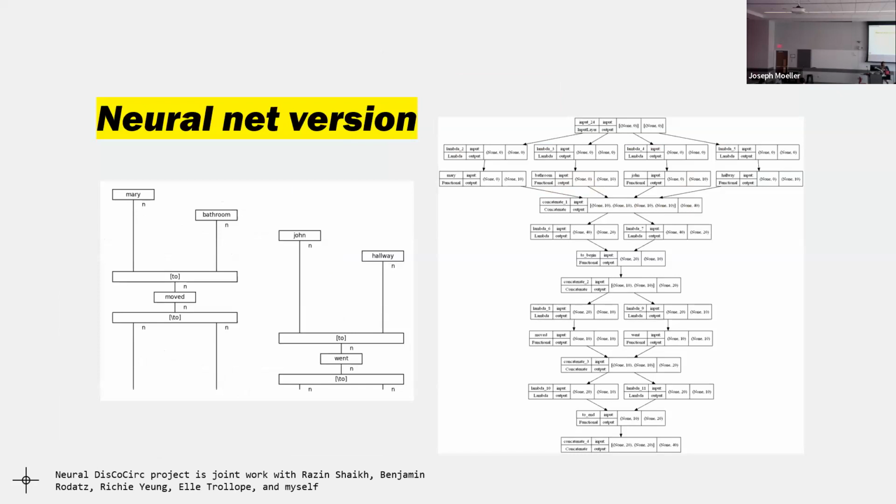So I mentioned before that DisCoCirc, you can give it different semantics, so different ways of filling the boxes. One thing that we've done, as you've seen in Richie's talk, is just interpret the boxes as classical neural nets. You've already seen this graphic, but you can start from this diagram here, and then you get this computational graph from Keras representing the neural network. An important note is that in this version, the categorical monoidal product in the diagram is like a direct sum or a concatenation of vectors, rather than an actual tensor product of vectors.